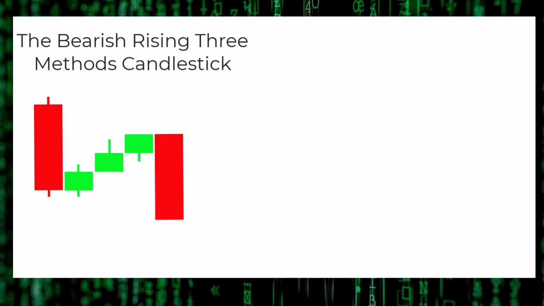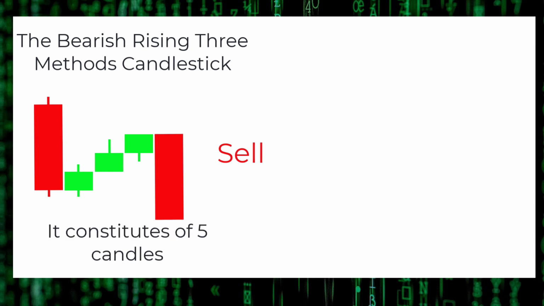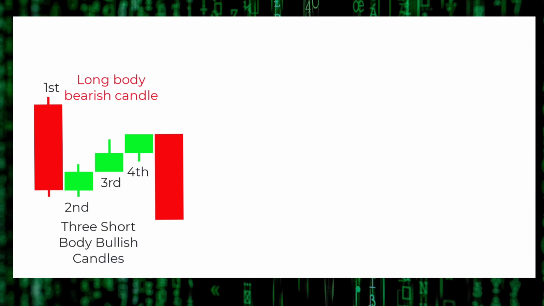Next is the Bearish Rising 3 Methods candlestick. It's a continuation pattern and a sell signal. And it constitutes of 5 candles. The first is where the price drops down sharply with a long body, bearish candle. The second, third, and fourth is where the prices rise slowly with 3 short body bullish candles. Whereas these 3 candles are contained within the body of the first candle. So the price won't drop below the lowest prices registered by the first candle. Nevertheless, the price won't rise above the first candle open price.